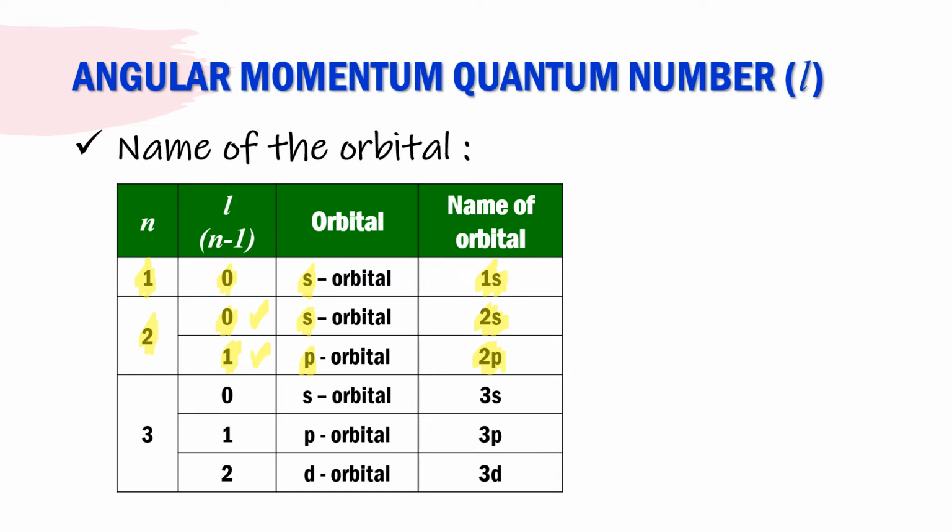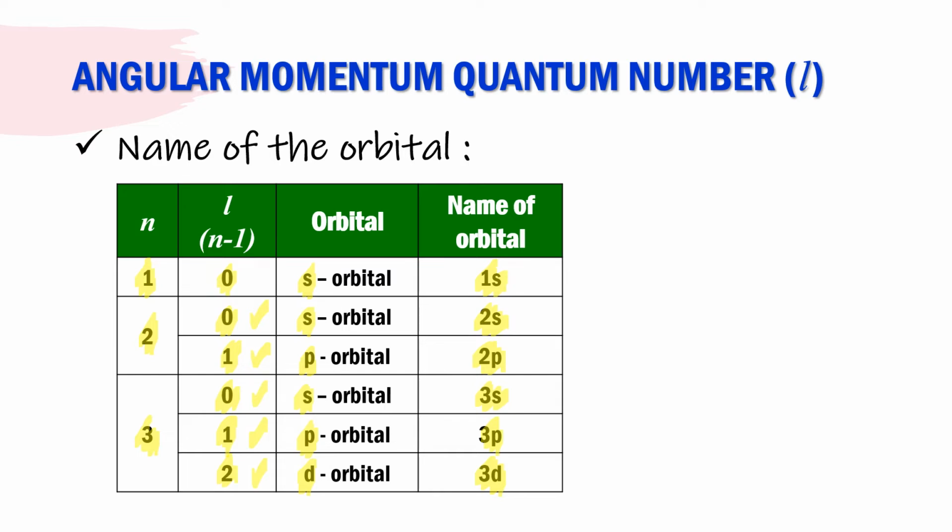When the n value is equal to 3, the possible L can be 0, 1, and 2. L equal to 0 represents the s orbital, so it is called the 3s orbital. L equal to 1 represents the p orbital, so it is called the 3p orbital. And L equal to 2 represents the d orbital, thus it is called the 3d orbital.